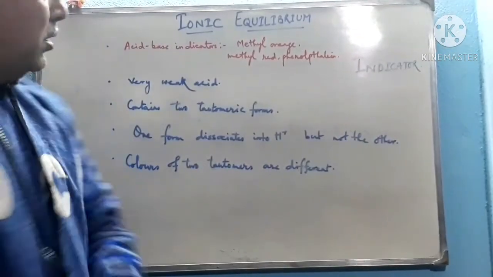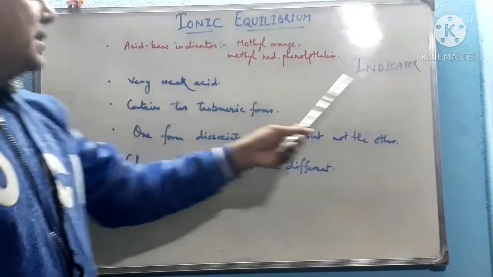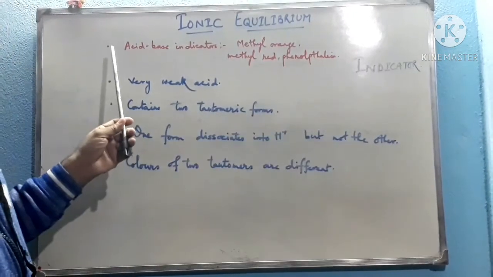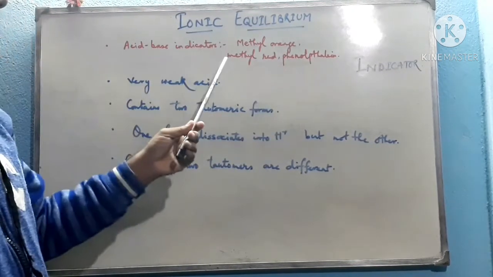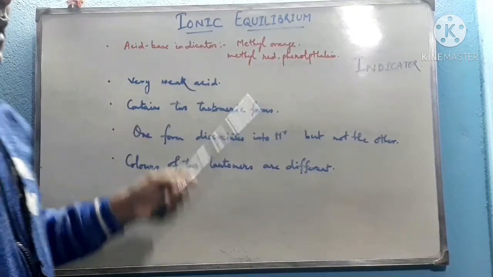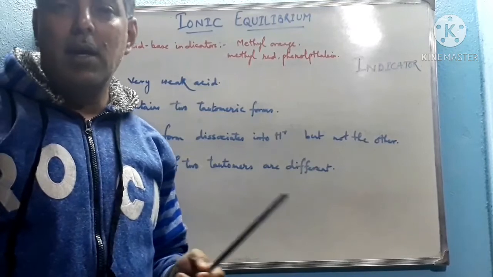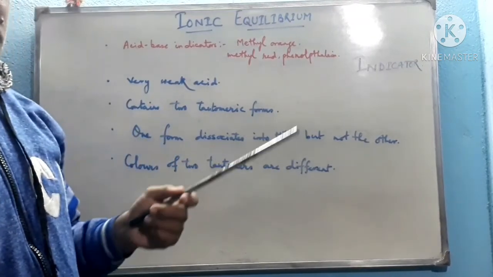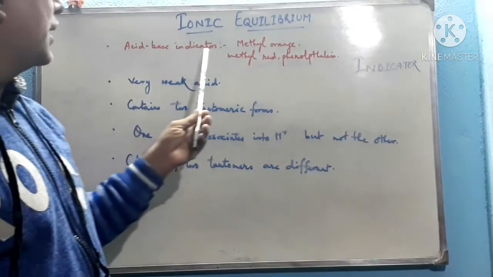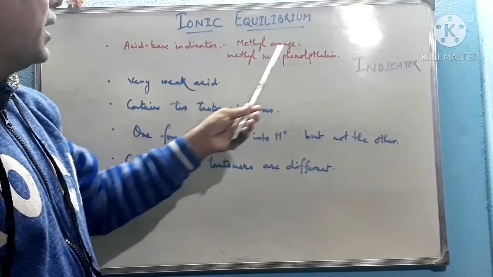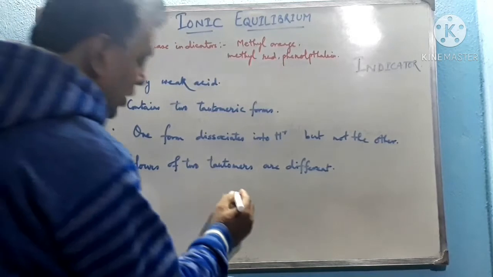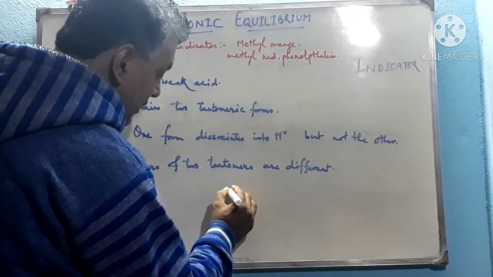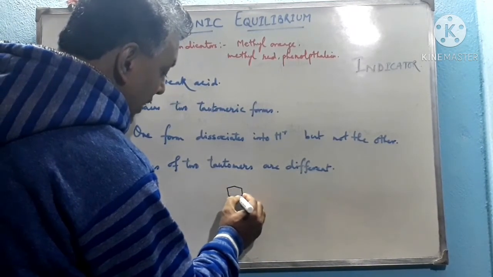Now, I am discussing about the indicator. The main portion which is related with the ionic equilibrium is the acid-base indicators. Acid-base indicators are the indicators which actually indicate the end point of an acid-base titration. So acid-base indicators are several, like methyl orange, methyl red, phenolphthalein. So this is the structure of the phenolphthalein. See this. This is the structure of the phenolphthalein.